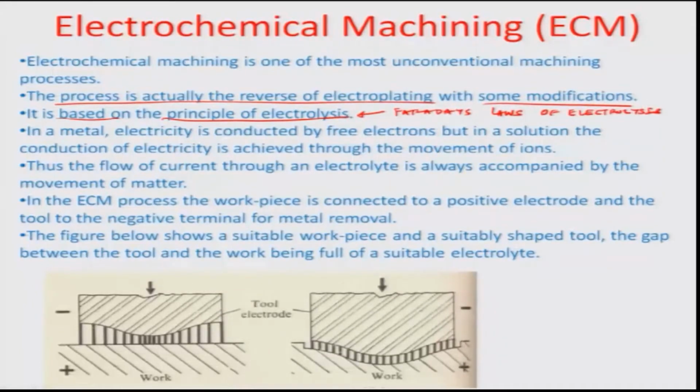So in a metal, electricity, as you know, is conducted by free electrons, and typically the conduction and the valence bands have more or less overlapping energy levels. But in a solution, the conduction of electricity is attained by the movement of ions. Okay, so these are free moving objects. There can be negative ions, there can be positive ions, where typically it is one electron excess or one electron deficient, or even multiple electron excess and multiple electron deficient, depending on the valency that is there in the solution. So all the charge across the solution is typically carried by the ion movement.